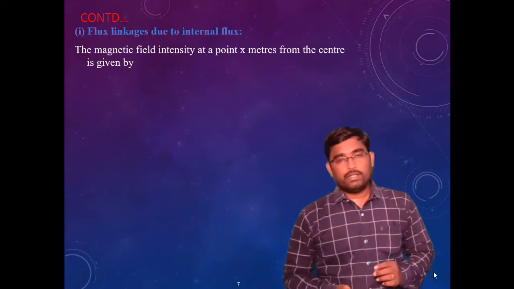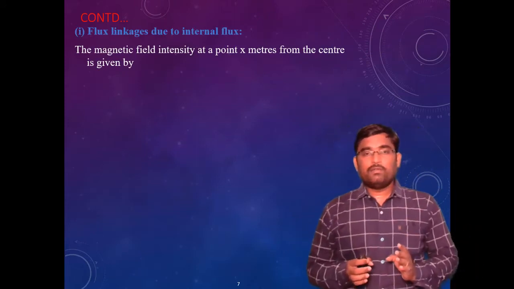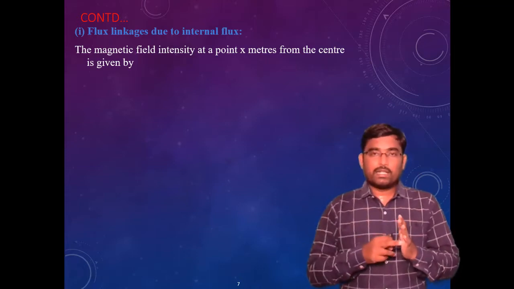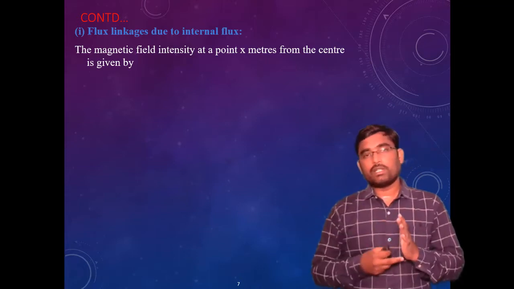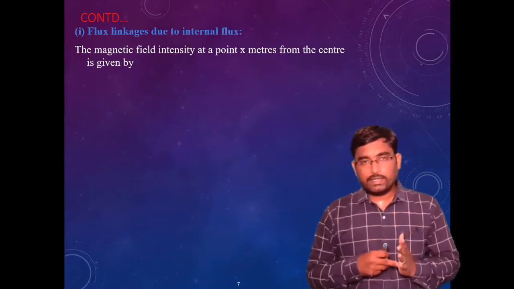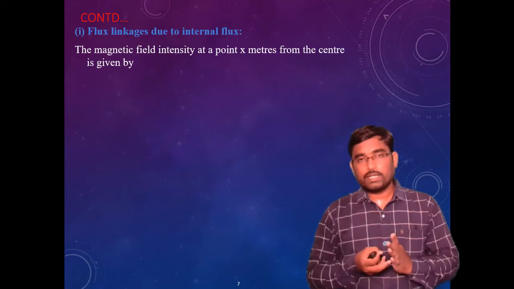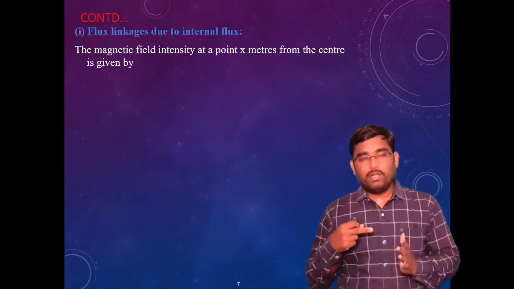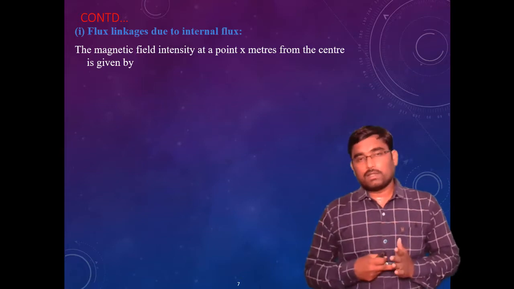And see the analysis. For the magnetic flux linkage, if a current is passing through a conductor, there will be a flux linking inside the conductor as well as a flux linking outside the conductor because of that current. So we need to write the flux linkage inside the conductor as well as outside the conductor in order to get the total flux linkage. Now we are going to see the flux linkage due to internal flux.